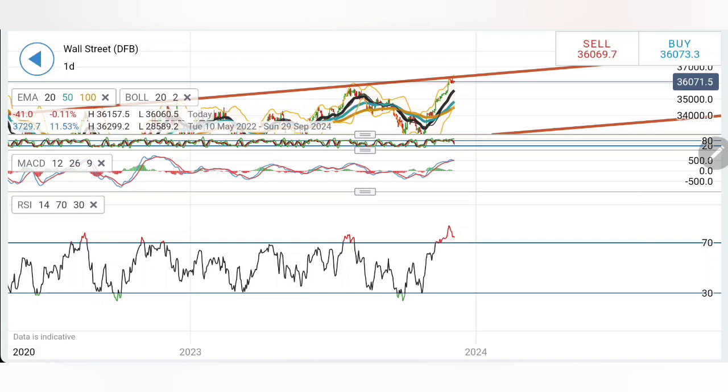On the downside, I will recommend you to sell at 36,040. 36,000, 35,950 and 35,900 are three support levels. Below 35,900, it is not going to come back. We are going to look forward to a major fall.